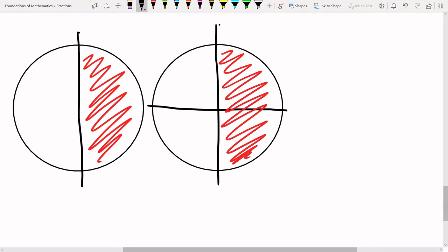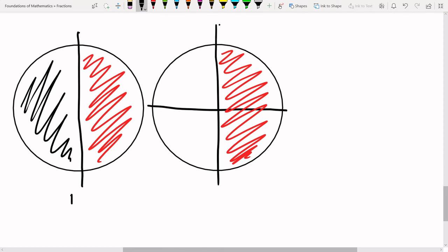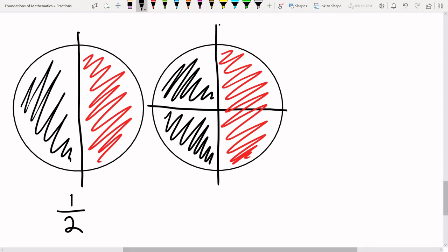So on this first pizza, this black portion is left. We have 1 piece out of the 2 that made up the whole pizza. In this one, we have these 2 black pieces still remaining, so we have 2 pieces remaining out of the 4 pieces that made the whole pizza. Now you'll notice that these two pizzas have the same amount remaining, right? 1/2, therefore, is the same as 2/4. These are called equivalent fractions. They express the same quantity, but they're different numbers.